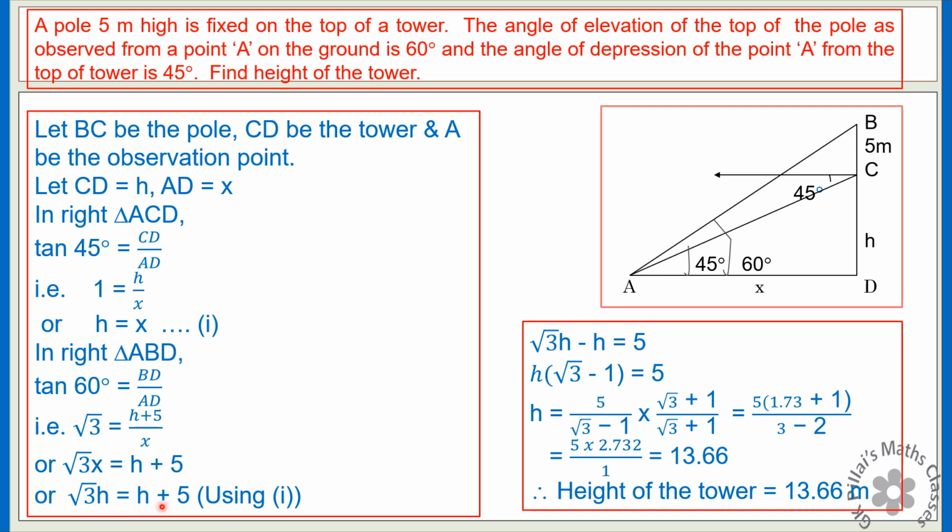Root 3 h equal to this. Take h to the left hand side. Take h common. Root 3 minus 1. Take it as a denominator. So rationalize the denominator. You will get 5 into 1.73 plus 1, over 3 minus 2. That will be 1 only. When you multiply 5 into this, you will get 13.66. That is the height of the tower.